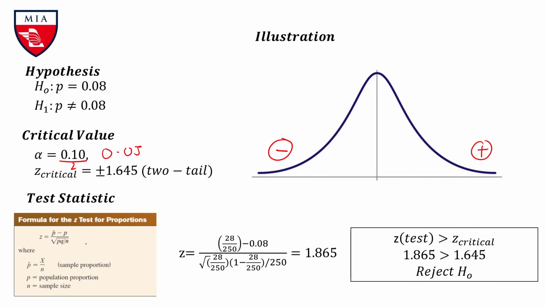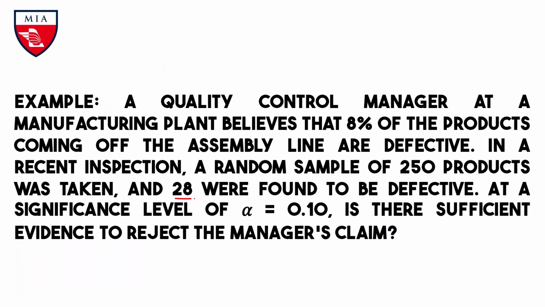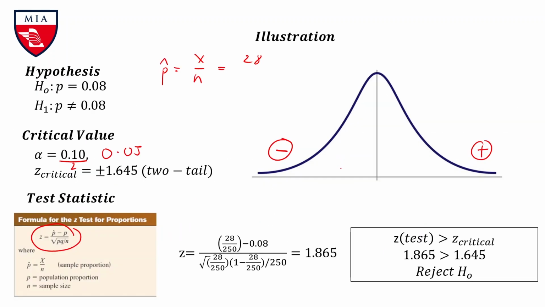Next, we will solve the test statistic using this formula: z is equal to p hat minus p all over the square root of pq over n. In order for us to find the p hat, we have the formula x over n. Our x is 28, because based on the problem, 28 were found to be defective out of 250. And our big letter n, our sample, is 250. So we use that ratio.